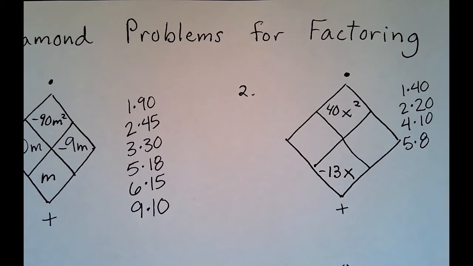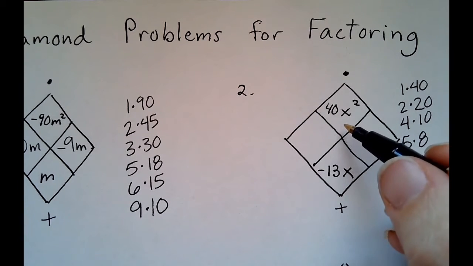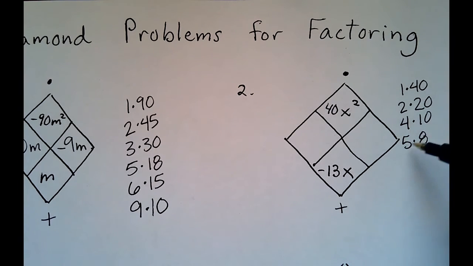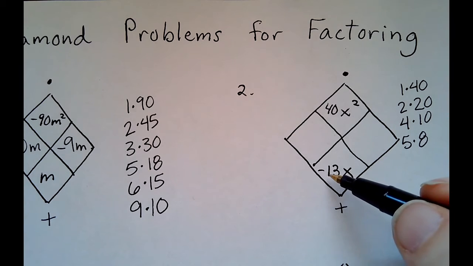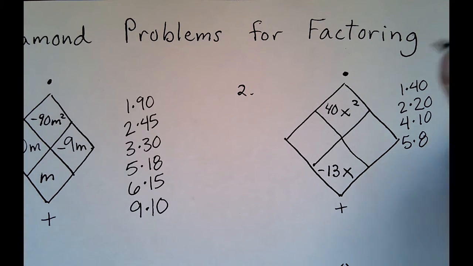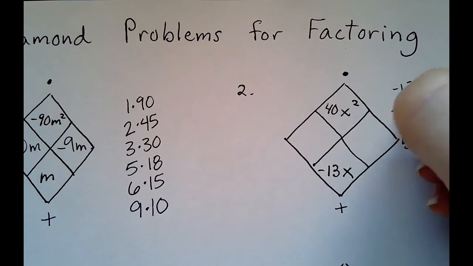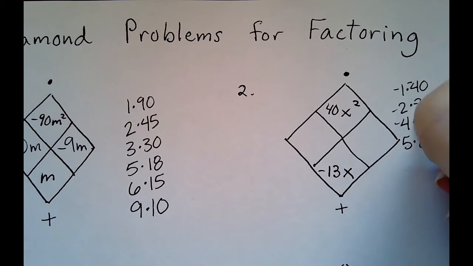So there's those possibilities. Since this is positive, that means either these are both positive or both negative. Positive times positive is positive, negative times negative is also positive. But since the number that they have to add up to is negative, they're going to have to both be negative. Because if they're both negative, they'll multiply to be positive, but then they will add to be negative.